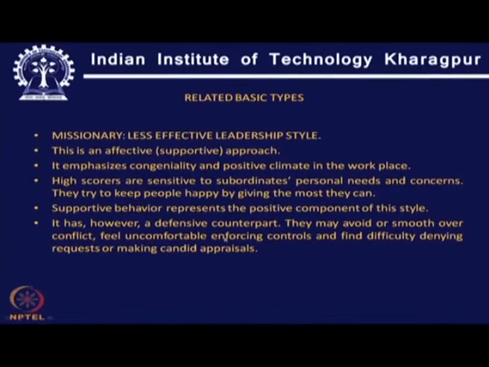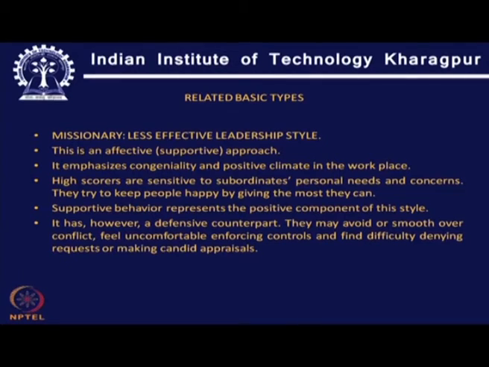When we are talking of the related basic types, the missionary is a less effective leadership style. Why? It tries to take care of the person too much, and sometimes forgets about the task at hand. There is too much personal orientation and sensitivity towards a person's needs and concerns, but very little focus on the task at hand, for which reason the task may suffer.